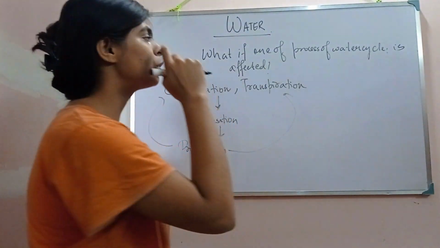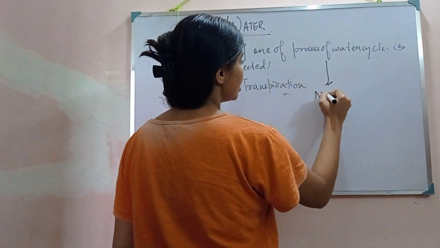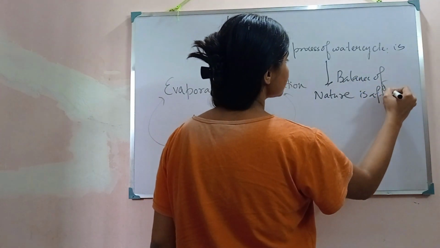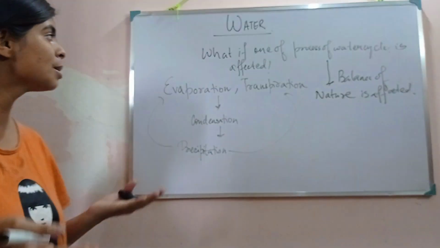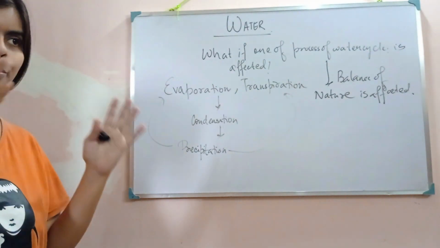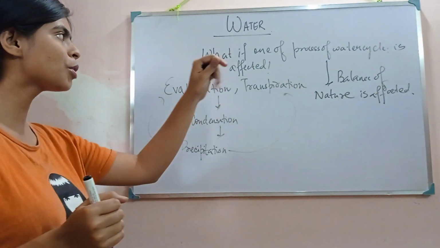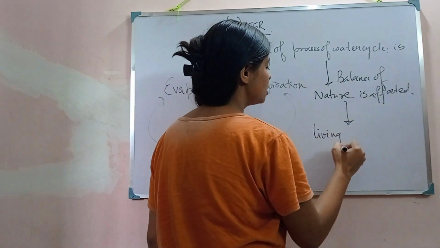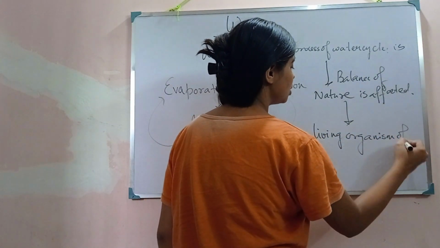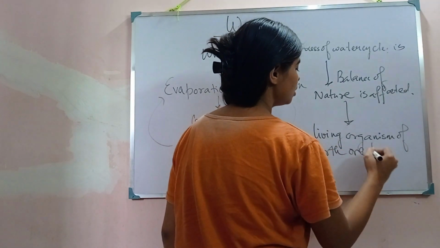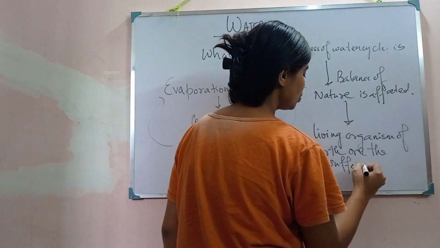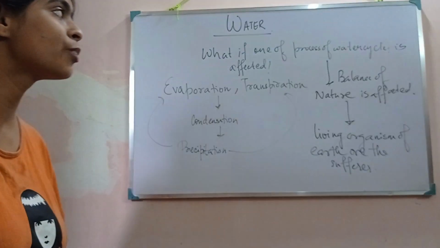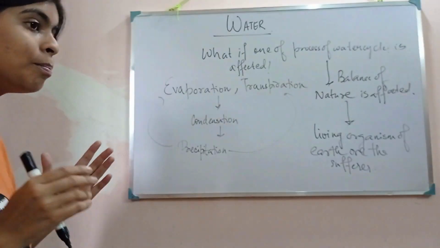So if one of the processes of the water cycle is affected, the balance of nature is affected, because the water cycle balances nature and whatever processes are happening. If one of the processes is affected, the balance of nature is affected, and then the living organisms of the earth are the sufferers. So see, this is what happens. The water cycle is very important to maintain the balance of nature.